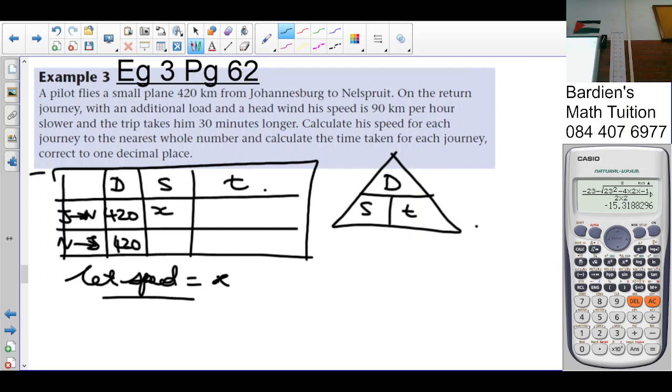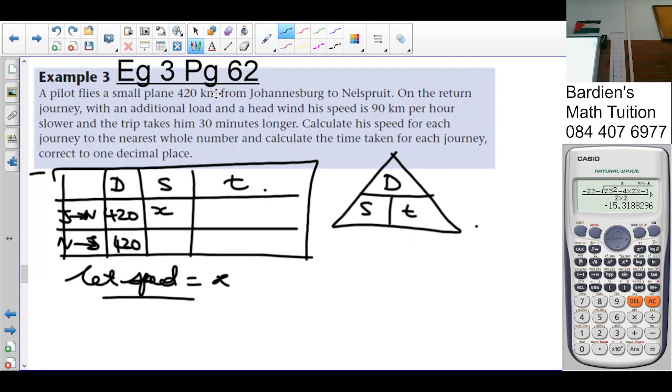So what will your time be? What we do is we close the t. Then what do we have? T is equal to d over x. Distance over speed. You all okay with that? Who doesn't understand? What don't you understand?